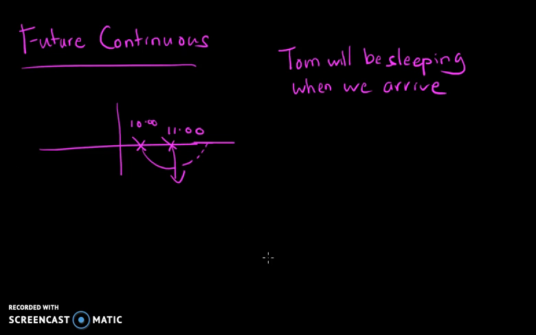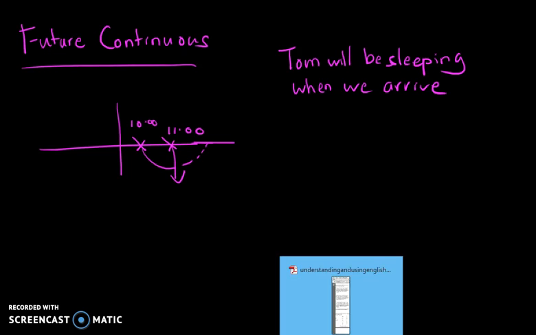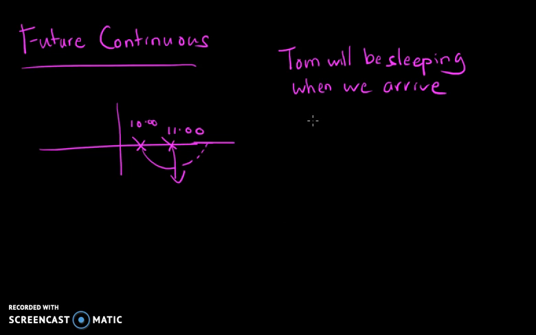In future continuous, let's use the same example. Tom will be sleeping when we arrive. So what does this mean? Let's say that this is an event that will happen tomorrow. Okay? So I will arrive at 11 p.m. tomorrow, and Tom will go to sleep at maybe 10 p.m. tomorrow night.